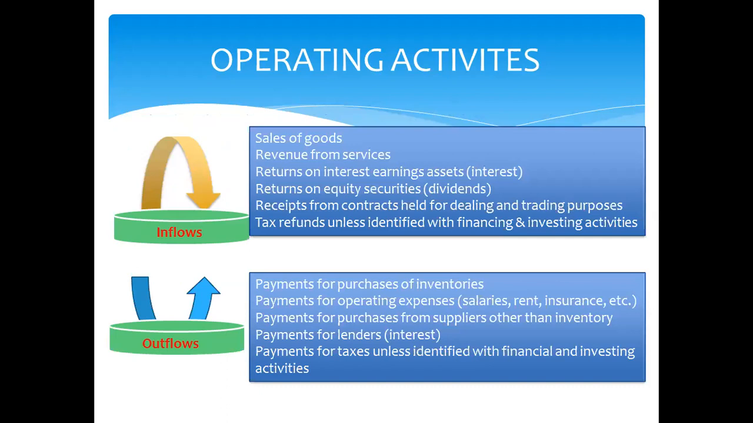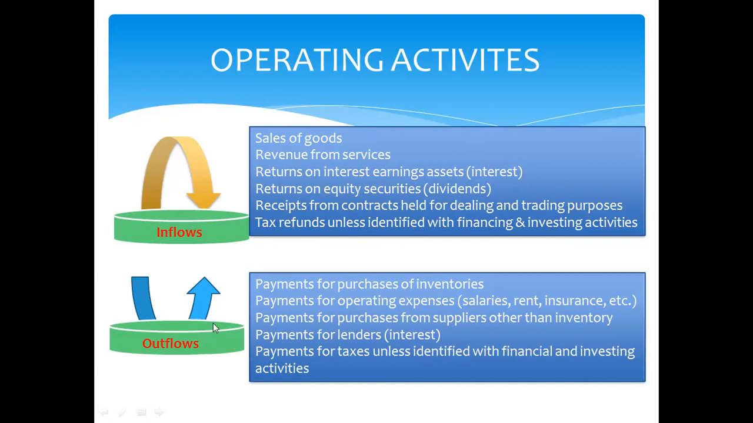Okay, so there are inflows and outflows. So what are the inflows in operating activities? These transactions: sales of goods, revenue from services, returns on interest earning assets, returns on equity securities, receipts from contracts held for dealing and trading purposes, and tax refunds, unless identified with financing and investing activities. These are all inflows under operating activities.